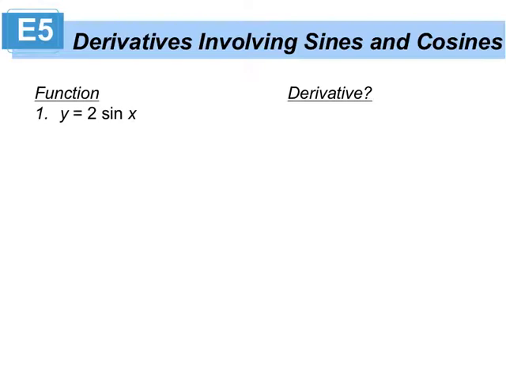What's that? Nick? 0? Nope. Then 2 cosine. 2 cosine, correct. Remember, there's no products. So just take the derivative of sine. When you're done, multiply your answer by 2. Quinn, what's that one? 1/2 cosine x. Beautiful.